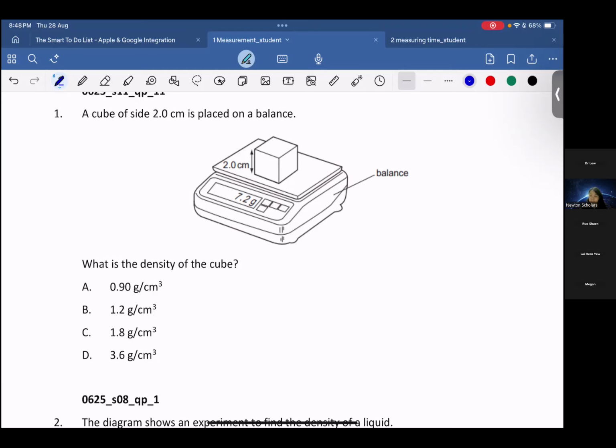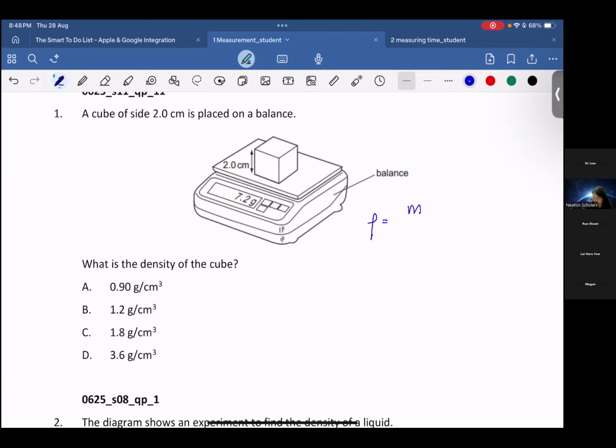Megan, yes, correct. Very good. How about others? Are you able to get the answer? The answer is A, like Megan typed here. Answer A is correct.